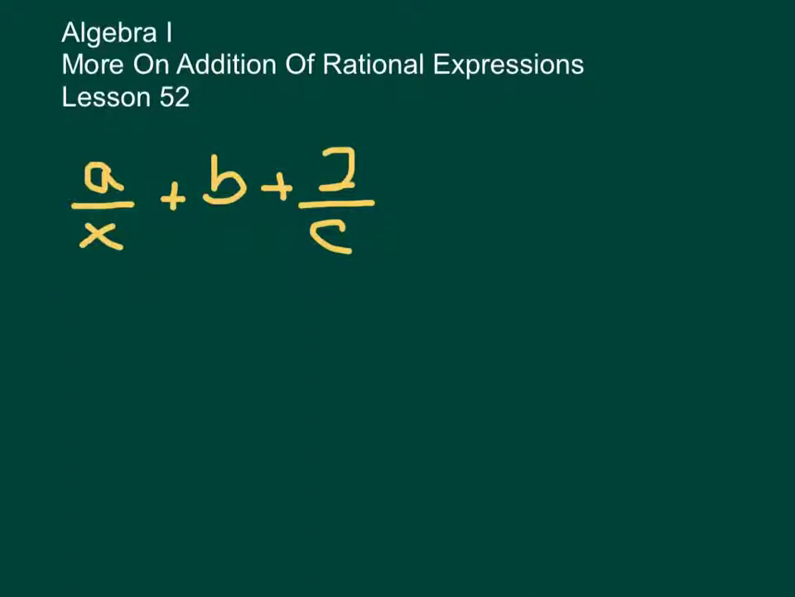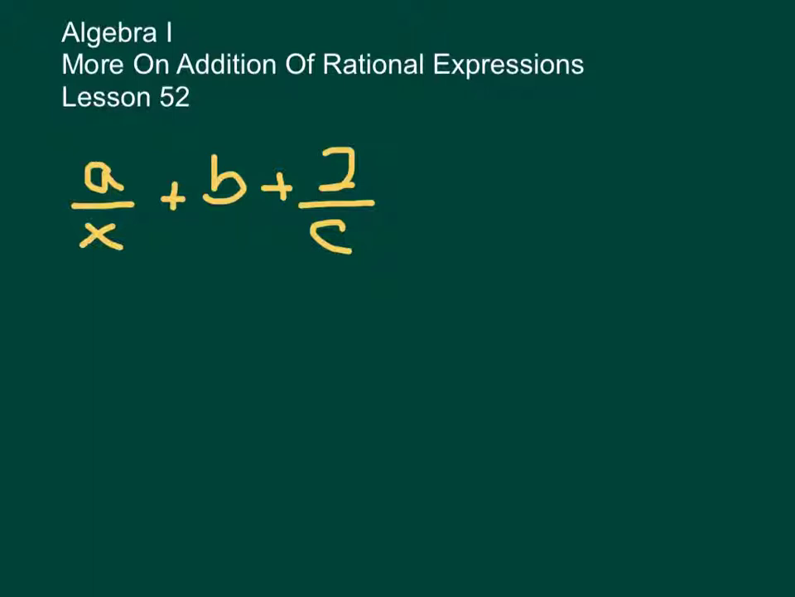In lesson 52, we're going to talk more about addition of rational expressions. Now remember, a rational expression is simply, in more common terms, a fraction. So in the problem shown on the screen, you see I have a over x plus b plus 2 over c. And I have three terms here.